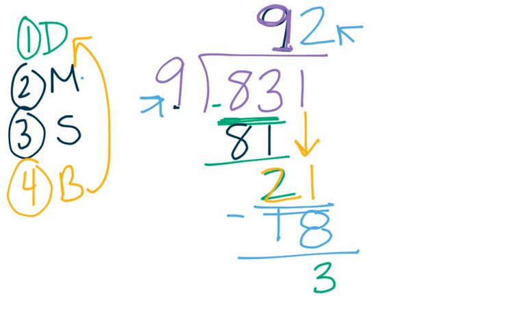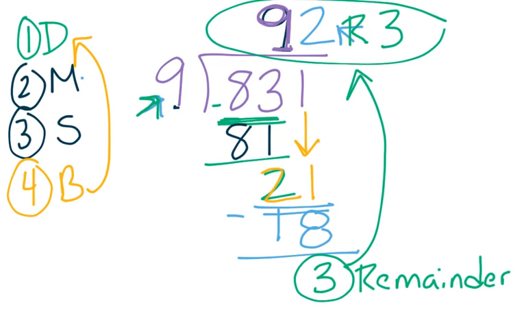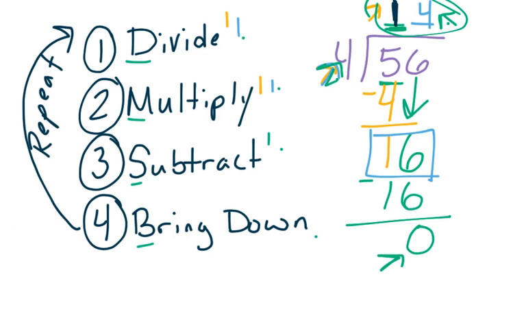Now, I don't have anything left to bring down. What I do have left is less than my divisor of 9. So this becomes my remainder. And I bring it all the way up to the top, and I write a remainder of 3. So this is my answer. 92, remainder 3. Okay, that's what I want you to remember about this. We have 4 steps to follow. Divide, multiply, subtract, bring down. I guess we have 5 because then we repeat.